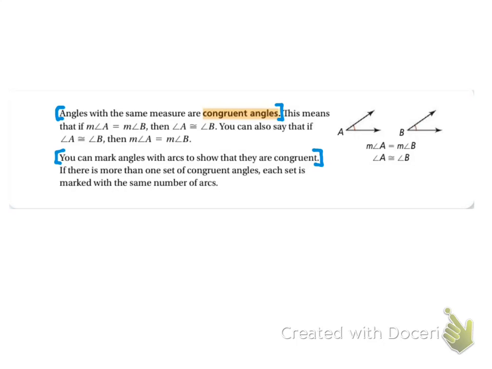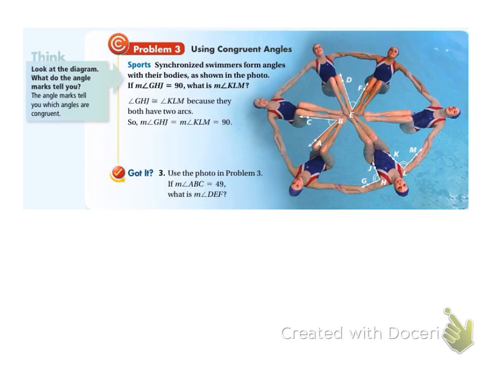So angle A has one arc and angle B has one arc, so I know that angle A is congruent to angle B. Looking at this picture, here's one angle that has one arc, and here's another angle that has one arc. So those two are congruent. And over here, here's an angle with two arcs and an angle with two arcs, so those are congruent.